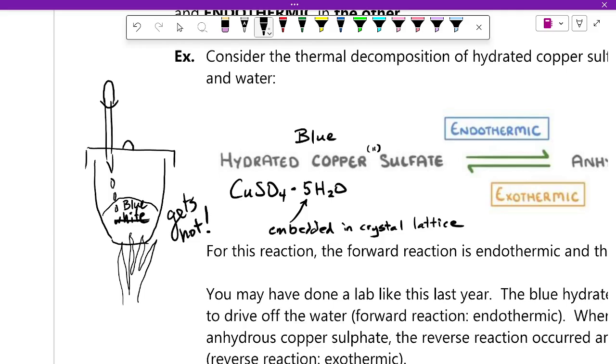And if you think about it, when the water comes back in, are we breaking forces or making forces? We're making forces, and remember, bond formation or intermolecular force formation is always exothermic, because it is more stable when it is in its little happy positive-near-negative state.